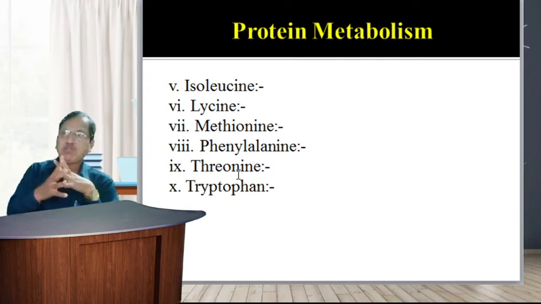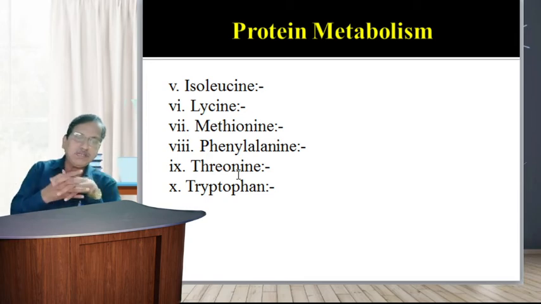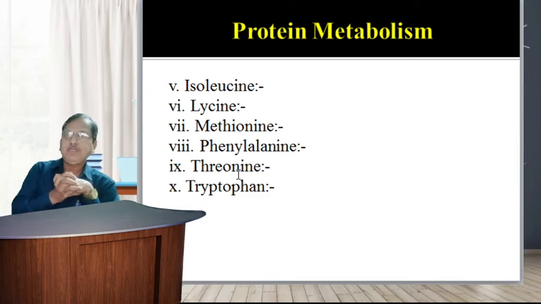So in this specific process, the biosynthesis of essential amino acids as well as the biosynthesis of non-essential amino acids, the two processes, that is capital A, the biosynthesis of non-essential amino acids, and capital B, the biosynthesis of essential amino acids, are most important in the protein metabolism processes.